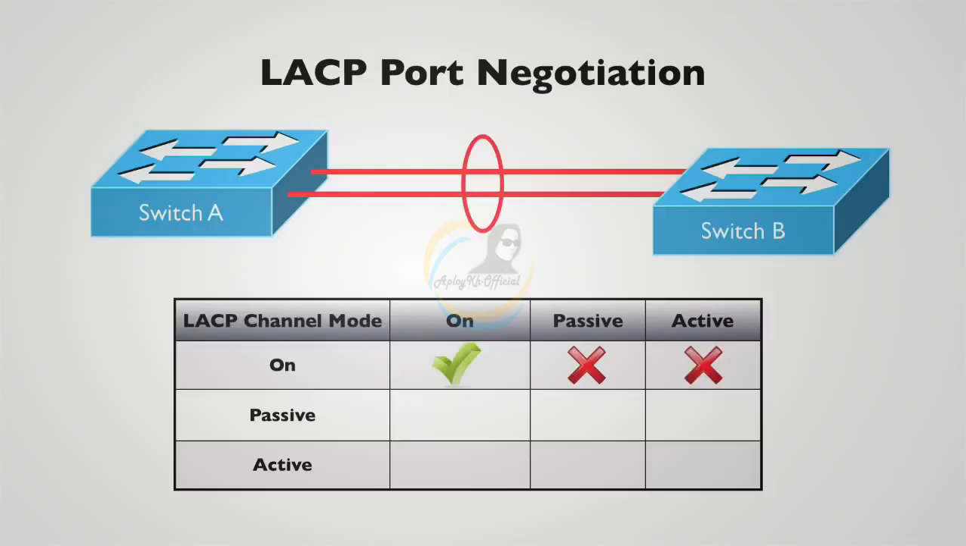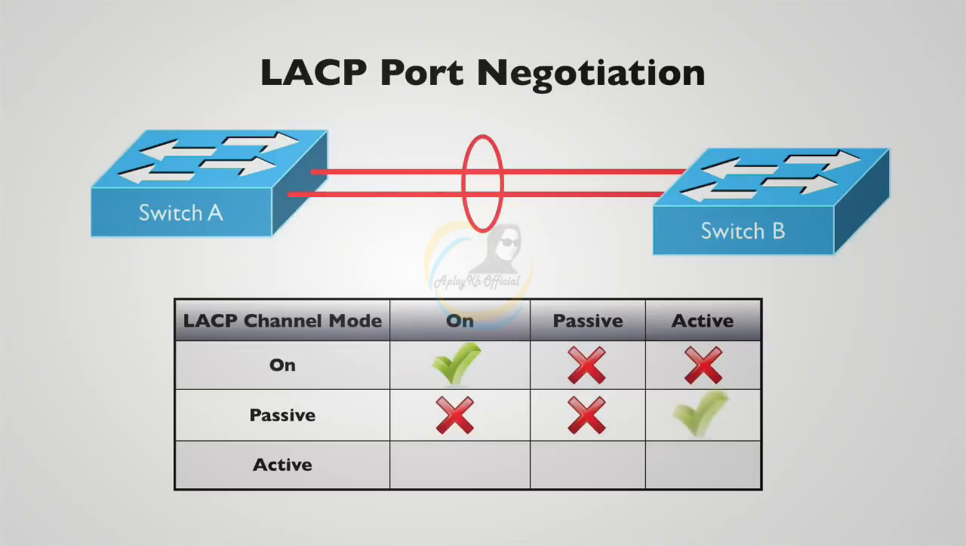However, the on side will not respond to those, and as a result, we will not have a channel formed if one side is on and one side is active. If one side is passive and the other side is on, we've already said no, that will not form a channel. If both sides are passive, this is similar to having auto with PAgP. Nobody's sending LACP frames, and as a result, no channel is formed.